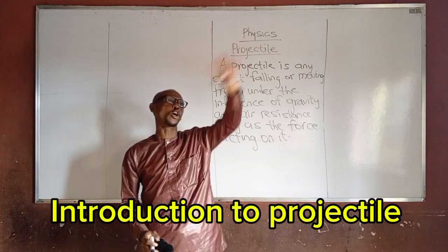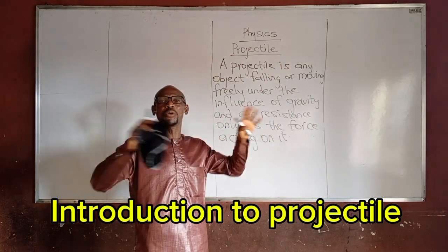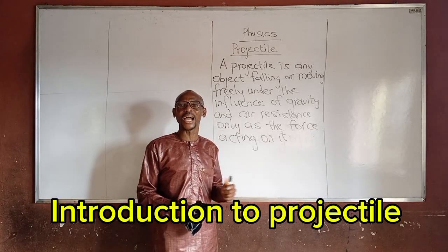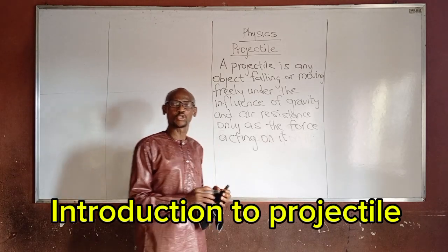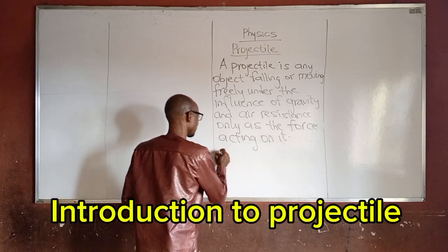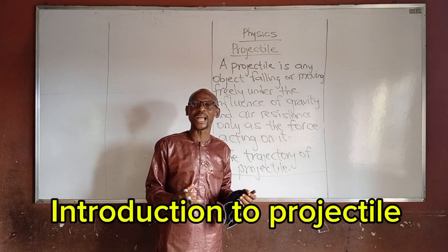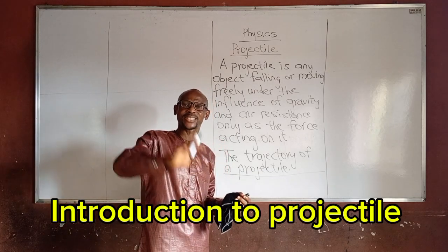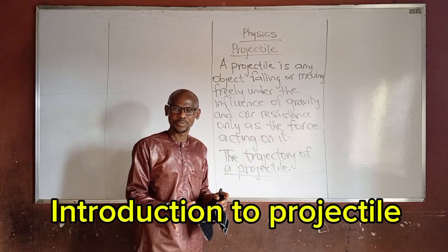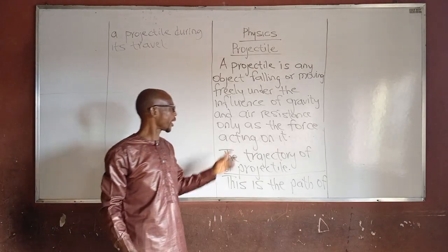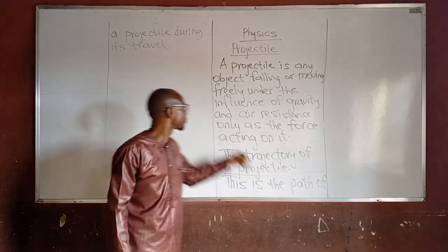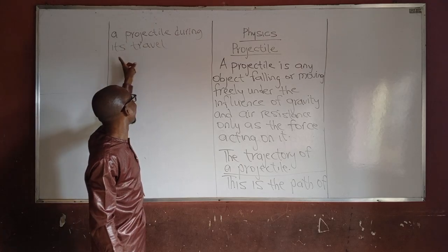So when a body is thrown into the air and the body is moving freely under gravity, that body is a projectile. We are going to talk about the trajectory of a projectile. What is the trajectory of a projectile? It is the path that a projectile follows during its travel. So we say that the trajectory of a projectile is the path of a projectile during its travel.